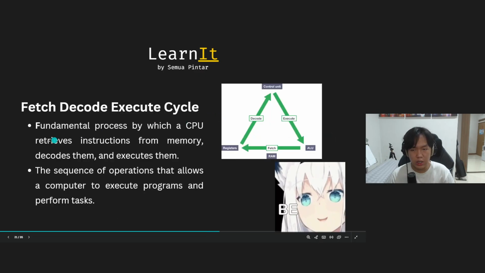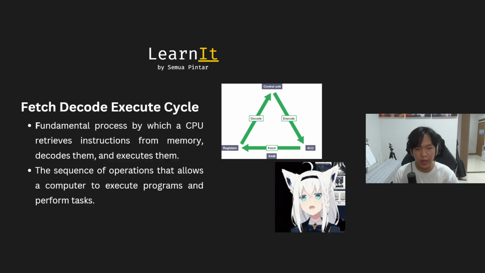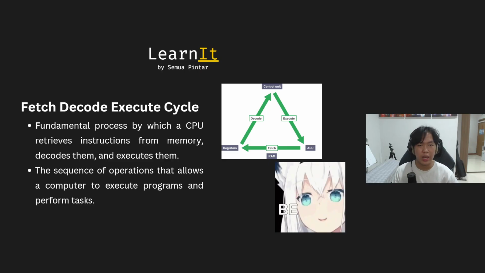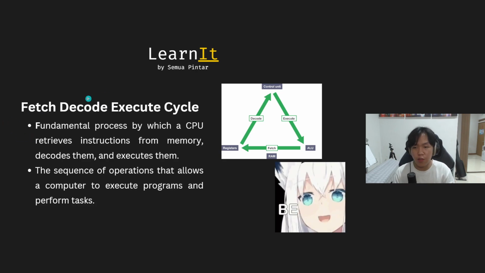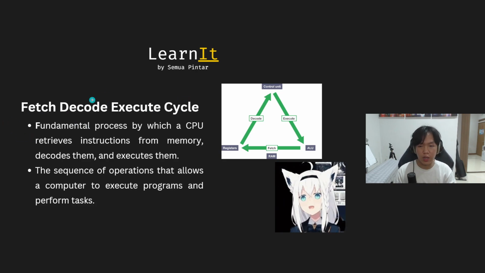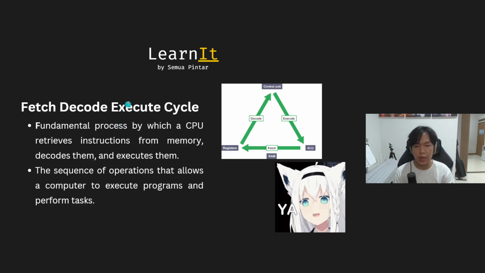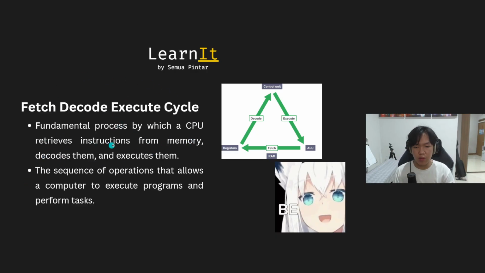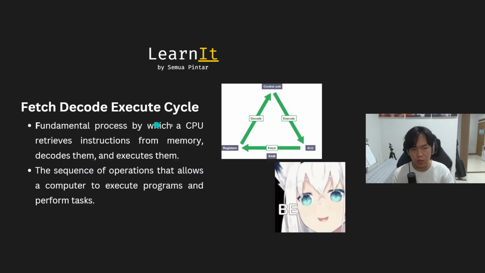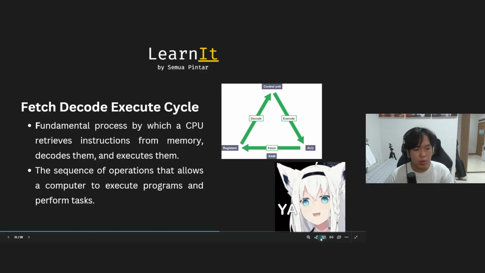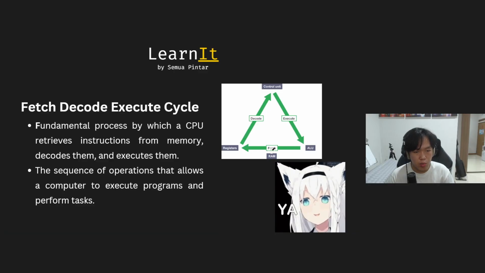Let's go next. Now here is where it gets a bit complicated, very boring and memorization heavy, and even I hate this topic, but we have to get through it together. This is the fetch, decode, execute cycle. It is the fundamental process by which a CPU retrieves instructions from memory, decodes them, and executes them. The sequence of operations that allows a computer to execute programs and perform tasks is the fetch, decode, execute cycle.